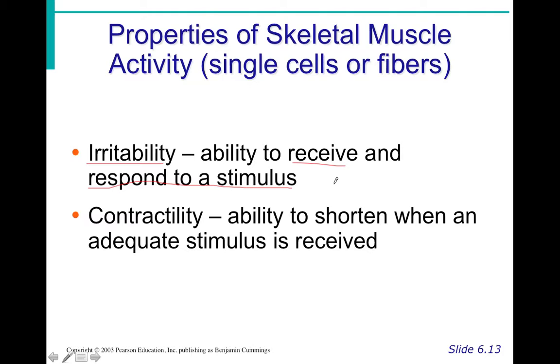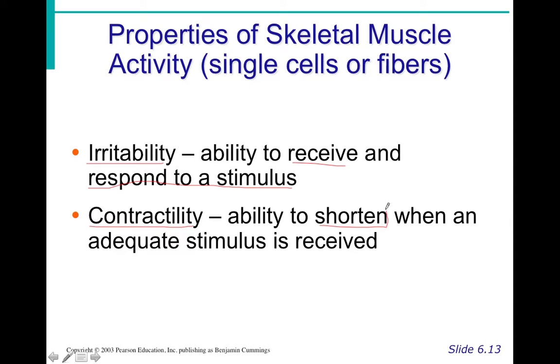If you say something to them and they don't have much of a response, if they're in a mood that you might describe as irritable, you say something to them, and they have quite the response, because they're responding to the stimulus, which is you bothering them. There's also contractility. Contractility is the ability to shorten when an adequate stimulus is received.